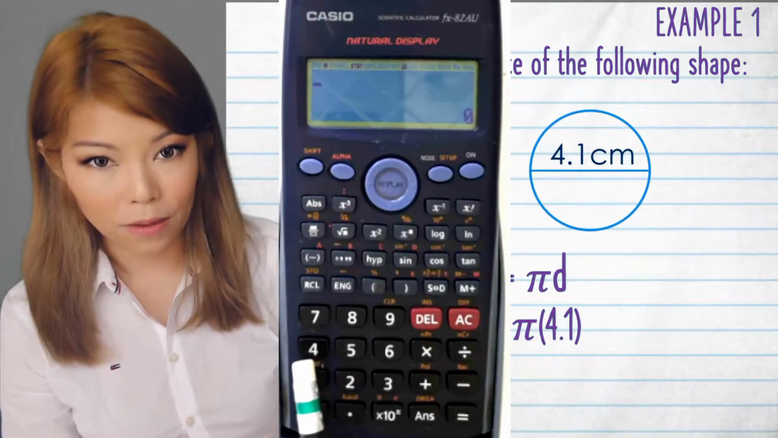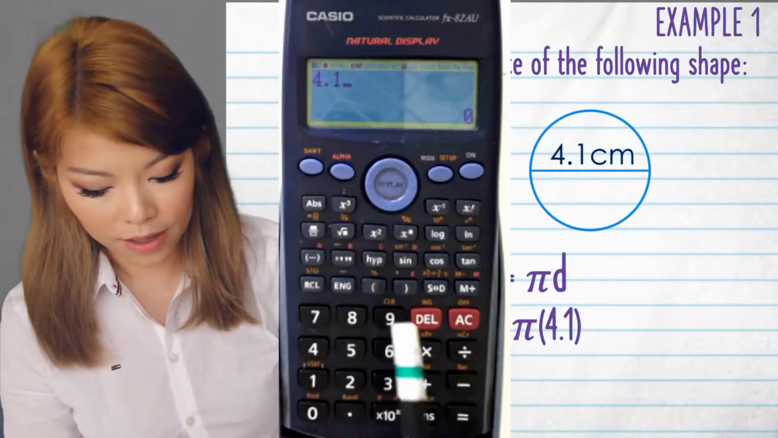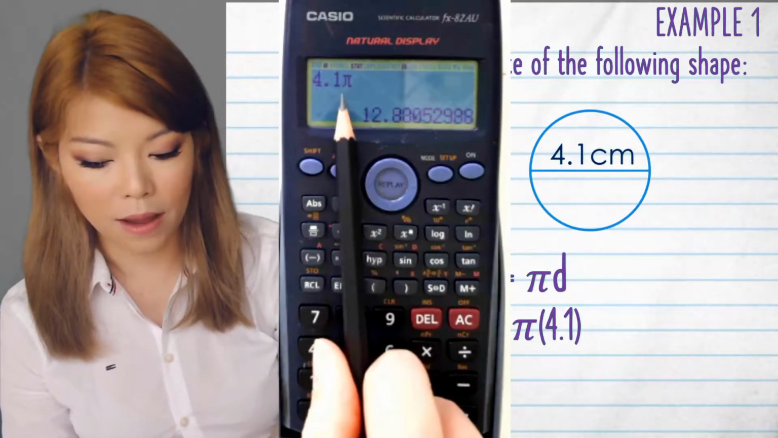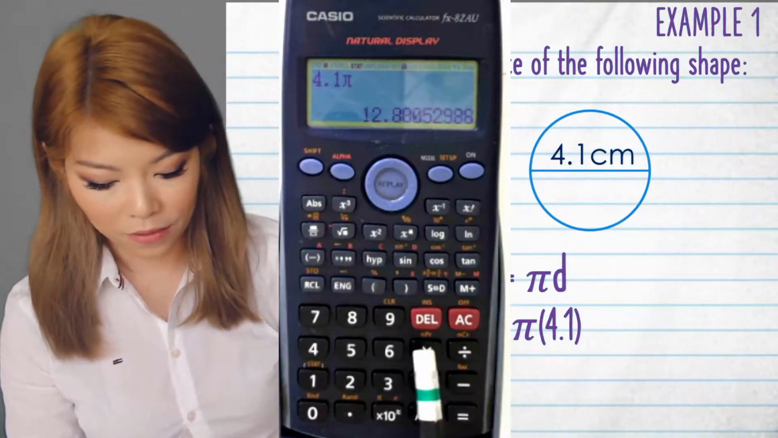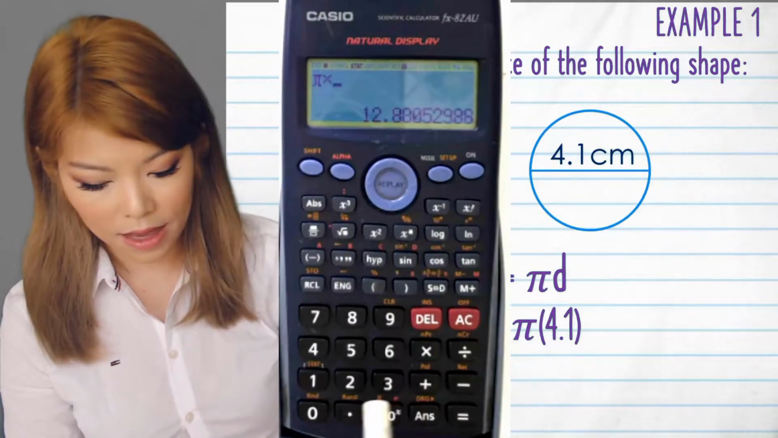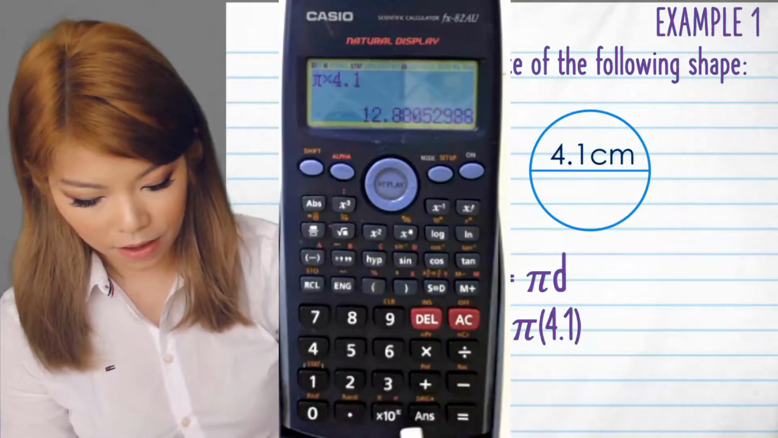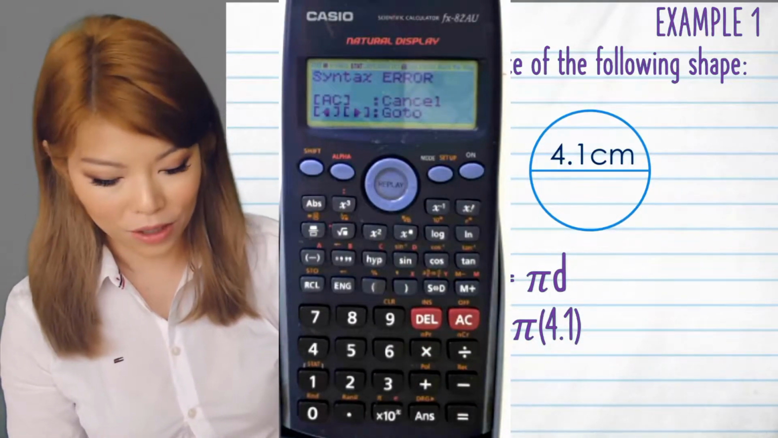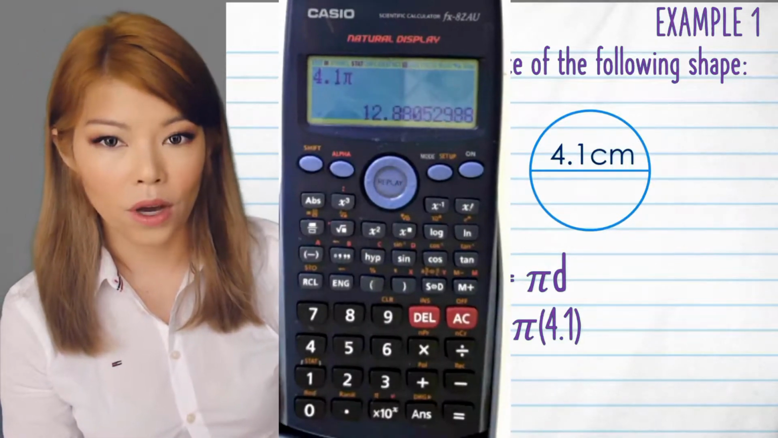So we have pi times 4.1. But instead of writing pi times 4.1, I'm going to write 4.1 and then pi. It gives me the opportunity to skip writing times in between. It's just a simple step. But if you want to write pi times 4.1, it's fine. However, you have to make sure you use the times button here and then write 4.1. Because if you don't do that and you write pi 4.1, you're going to get syntax error. It doesn't know what you want it to do. So always put the number in front when you have pi's, and that will save you one step.